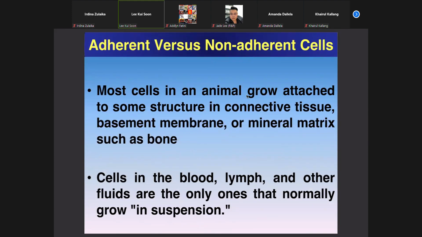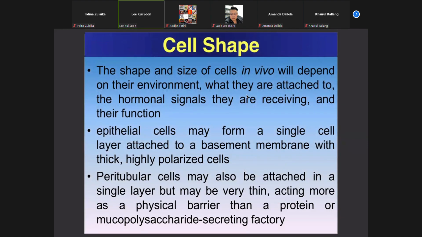Most cells in animals grow attached to some structure of the connective tissue, the basement membrane, and also the mineral matrix, such as bone. And cells in the blood, lymph, and other fluids are normally grown in suspension. Okay, so the shape and size of the cell in vivo depend on their environment, what they are attached to, the hormonal signals they are receiving, and their function.